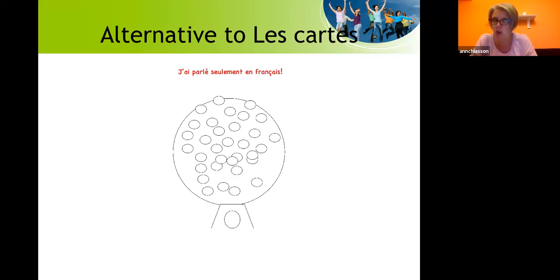pour colorier toutes leurs boules de gomme, and then the whole group at that table gets une récompense at the same time. What happens when the first group gets their récompense? The other groups step up their game and speak more and more and more in French. So you can adapt things. You probably have systems that you already use that work well for you. You don't need to throw them out. You can use them to encourage students to speak in French in your classroom.